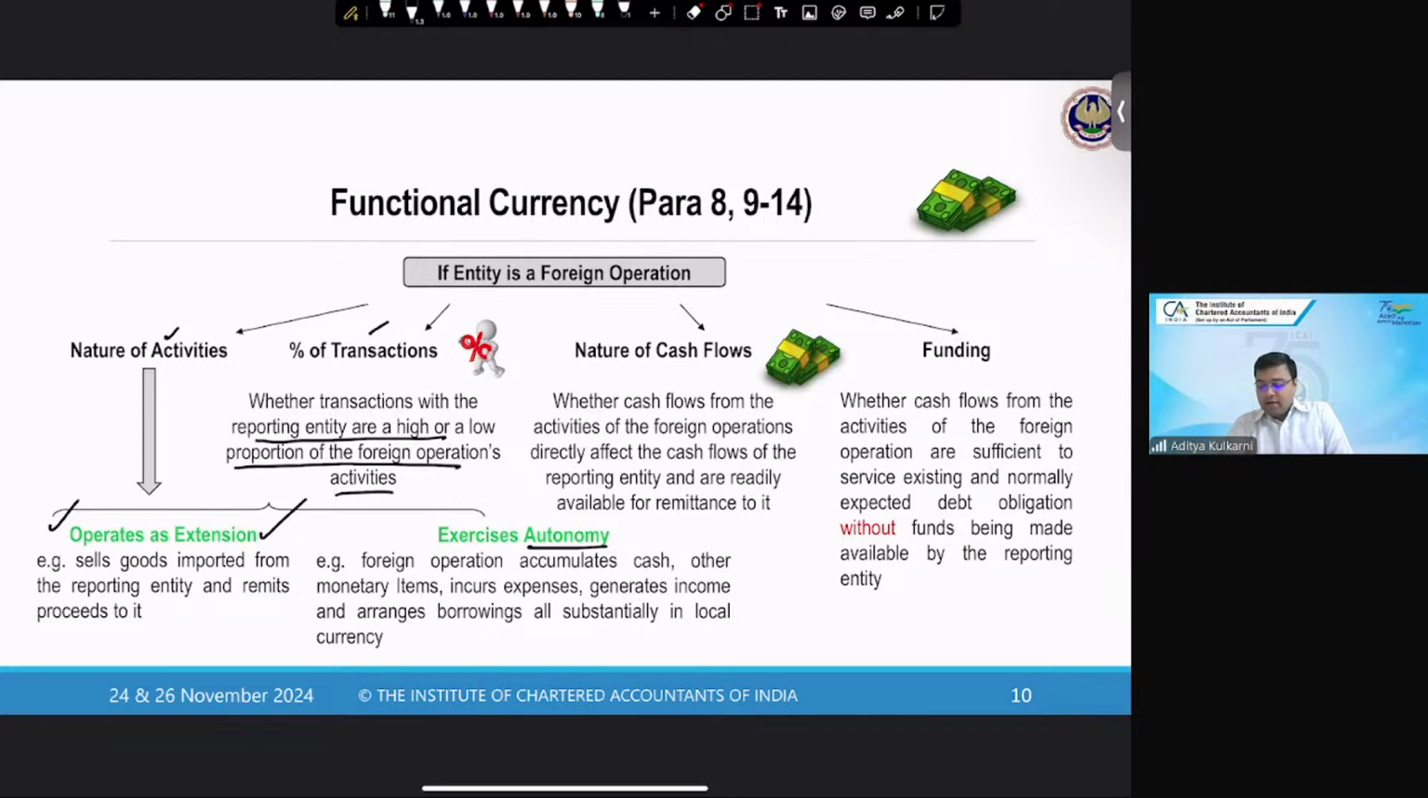Coming to the next one, nature of cash flows: whether cash flows from activities of the foreign operations directly affect the cash flows of the reporting entity and are readily available for remittance to it. And finally, funding: whether cash flows from the activities of the foreign operation are sufficient to service existing and normally expected debt obligations without being made available by the reporting entity. So these are certain indicators that you will have to look at when you are determining functional currency.